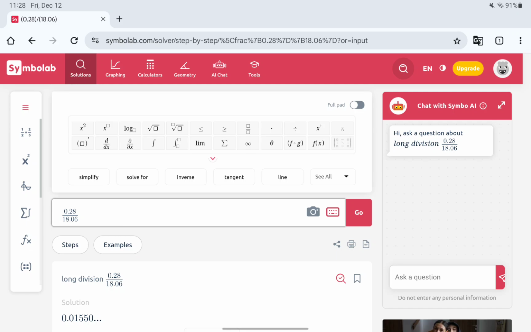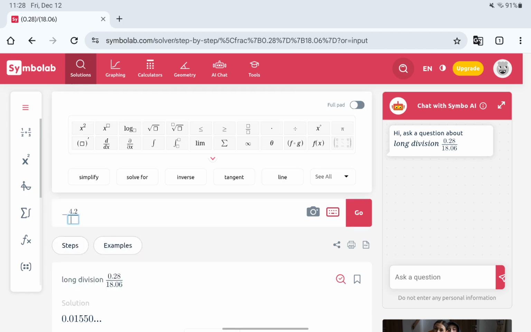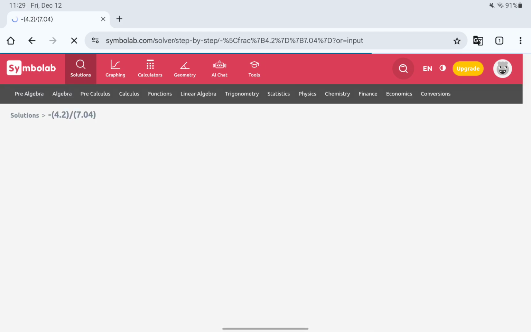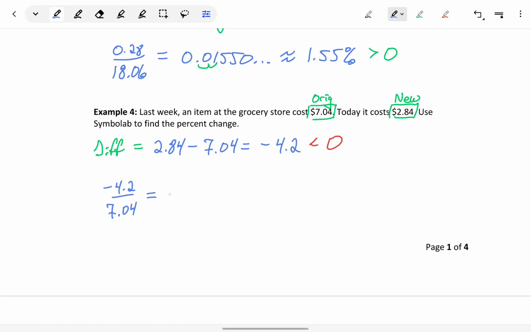Switching back over to Symbolab, we'll type in negative 4.2 divided by 7.04, and we'll get a decimal answer of negative 0.59659. Which is some decimal answer that, again, keeps going, but it's giving us those first few values.